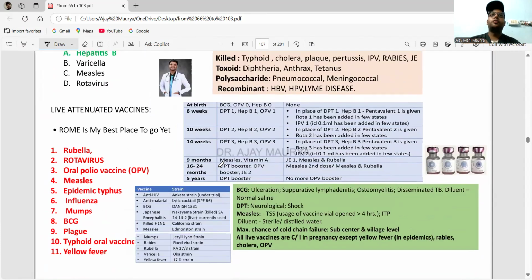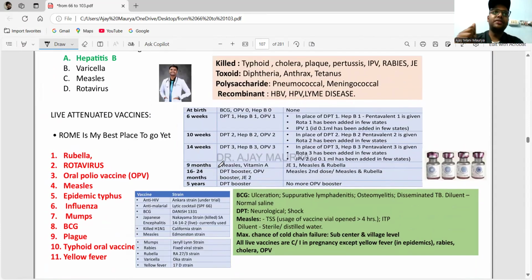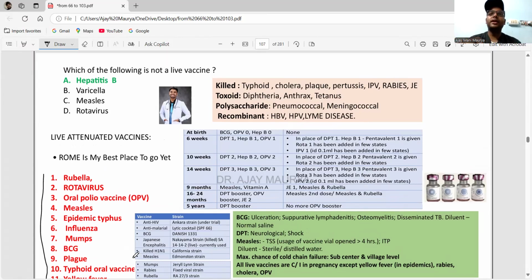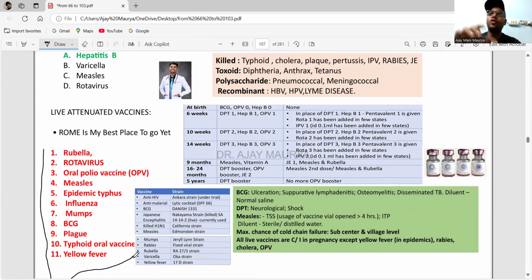First of all, you have to know which is the killed one, which is the live attenuated, which is the live vaccine. For the live vaccines, this is a mnemonic: Rome is the best place to go. So rubella, rotavirus, oral polio vaccine, measles, epidemic typhus, influenza, mumps, BCG, plague, typhoid, varicella vaccine, and yellow fever. I think you have your own mnemonic for remembering the live ones; you can remember it in your own way.